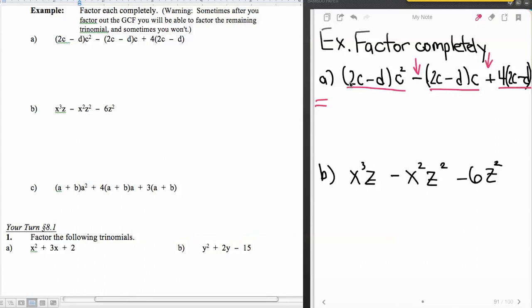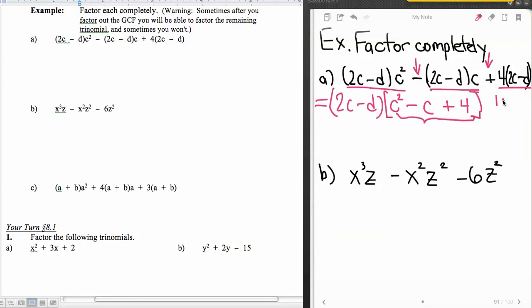There's three terms here. And every single one of these terms has a 2c minus d in common. So I'm going to take that out, and then I'm going to say, okay, what's left here? Oh, that's a c squared. And what's left here? That's minus, and this is gone, so just the c there. And then plus, and then 2cd is gone, and that leaves 4 there. And then I can say, oh, wait a minute, that's a trinomial, so I might need to factor that further.